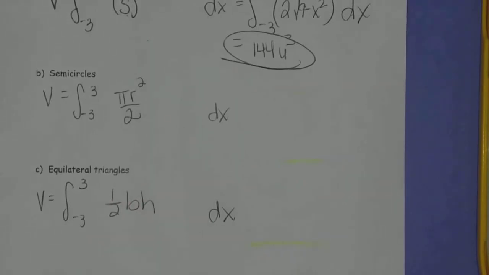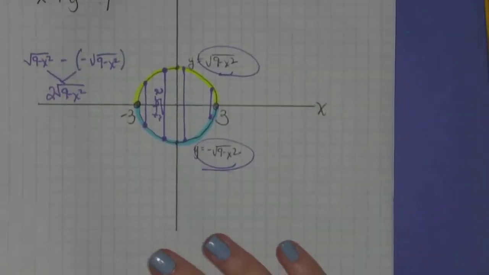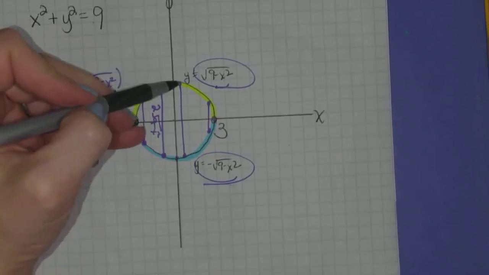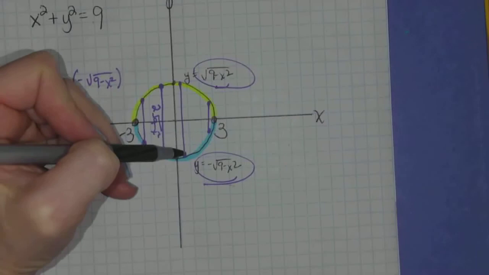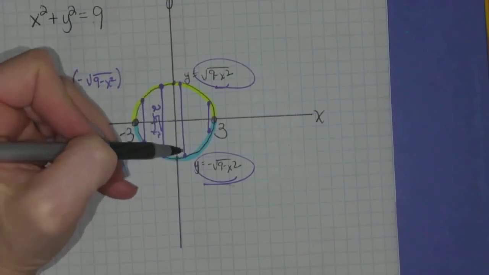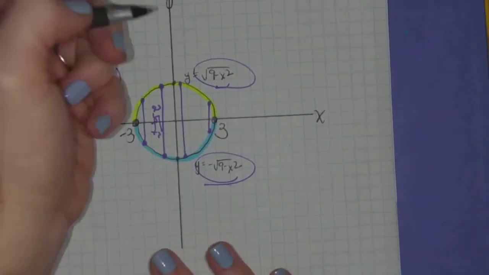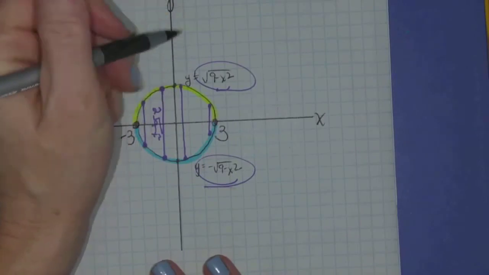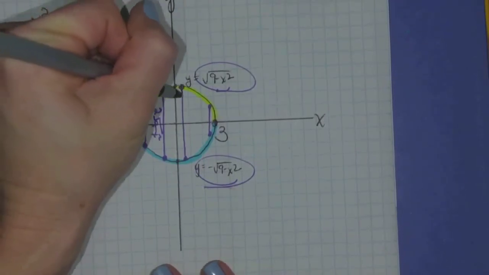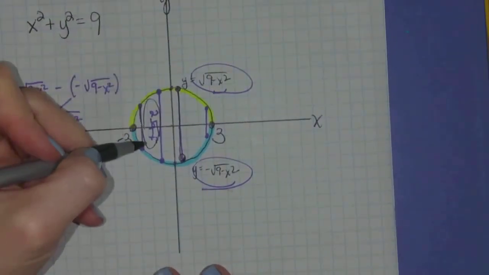Semicircles. Okay, well, I need the radius. Picture semicircles growing out of this base. These purple line segments, or chords, here are the diameter, aren't they? From top to bottom. I shouldn't say diameter, because we're not going necessarily through the center here. So it's not the diameter of the circle, but it is running from the top to the bottom, the full length of 2 root 9 minus x squared.